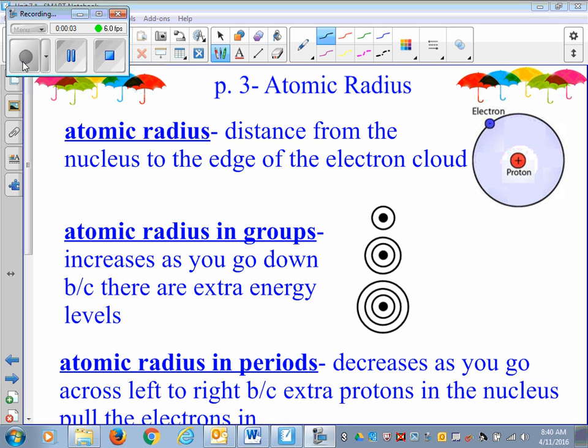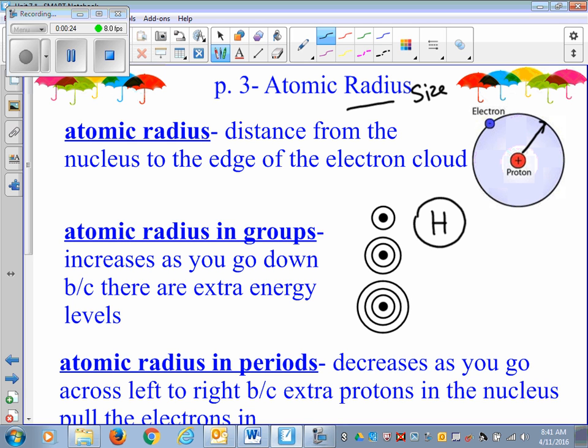So we're talking about atomic radius. Radius means size. Okay, so wherever you see radius, that means it's size. So what does the size mean? Size means the distance from the nucleus to the outermost energy level. So if it is an element, for example, hydrogen, hydrogen has only one energy level.